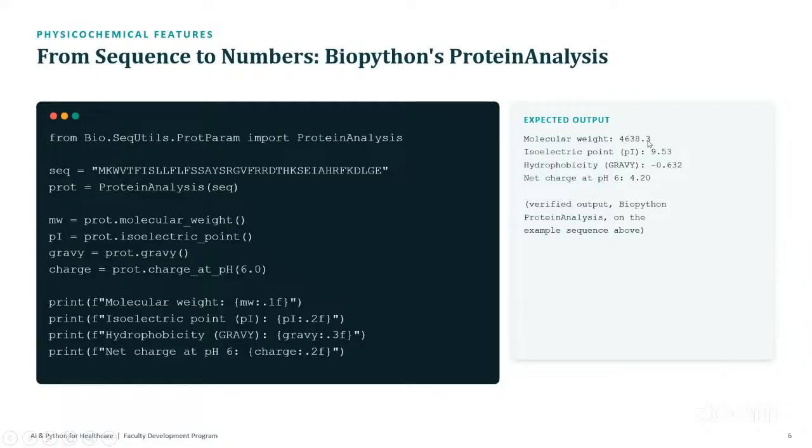So 463.3, this is giving one number after the decimal, and the isoelectric point is giving you two numbers after the decimal. That's why it is written .2f, and hydrophobicity is giving you .3f, because of that you are getting -0.632, three numbers after the decimal. Okay, and net charge at pH we are getting 4.20, because of that we have written it into the print.